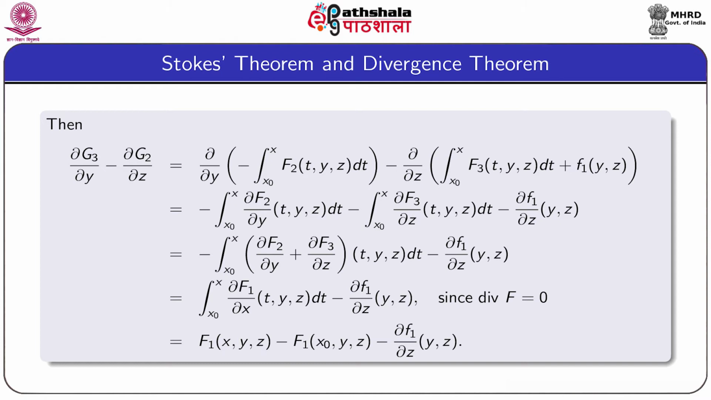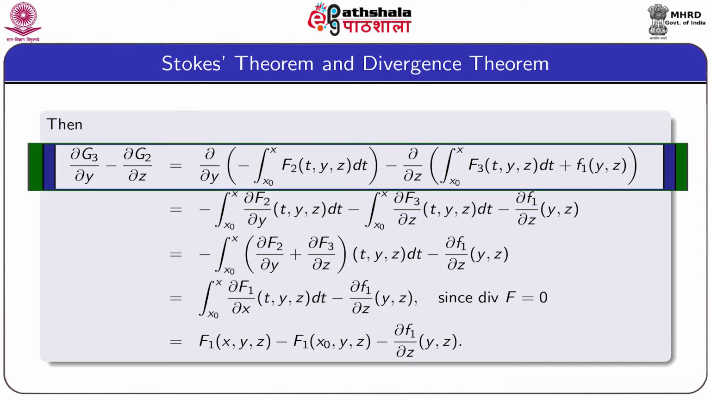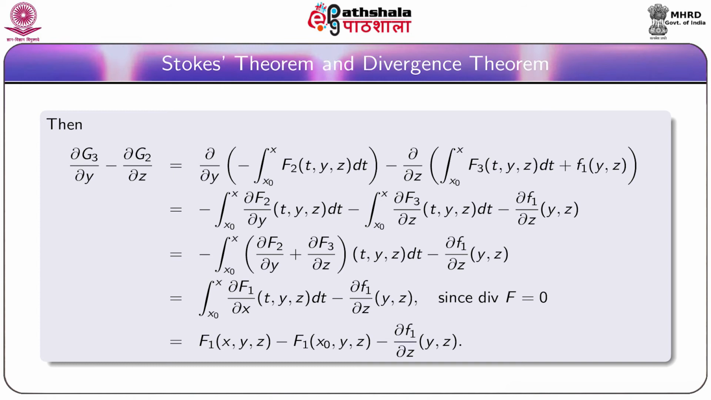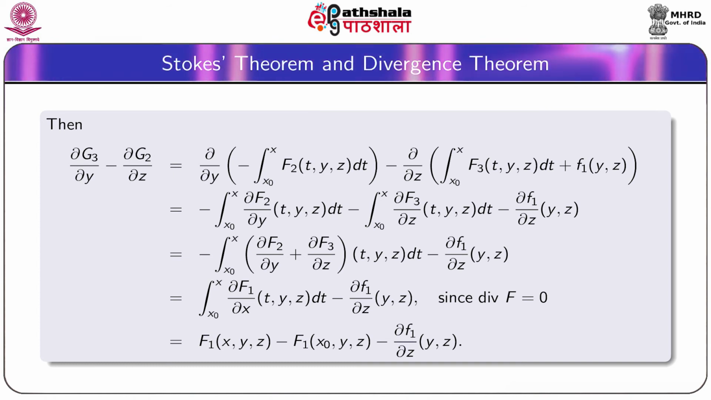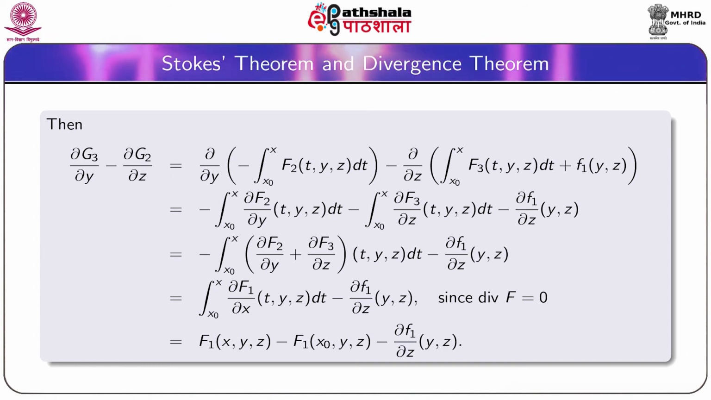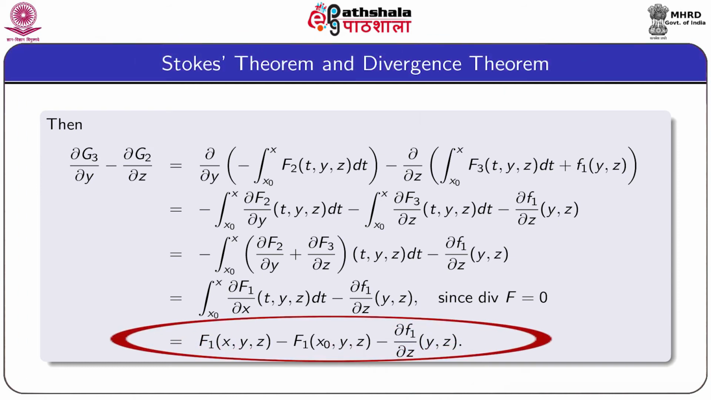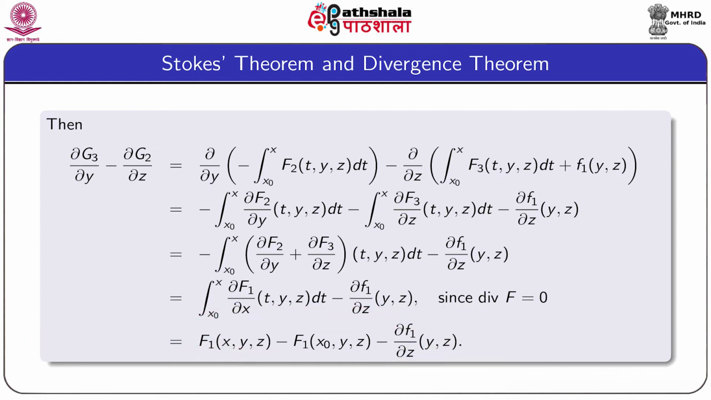Then ∂g3/∂y minus ∂g2/∂z equals ∂/∂y of minus integral x0 to x f2(t,y,z) dt minus ∂/∂z integral x0 to x f3(t,y,z) dt plus f1(x,y,z). After some calculation, we find that this equals f1(x,y,z) minus f1(x0,y,z) minus ∂F1/∂z(x,y,z). Here we have used that divergence of f is 0.